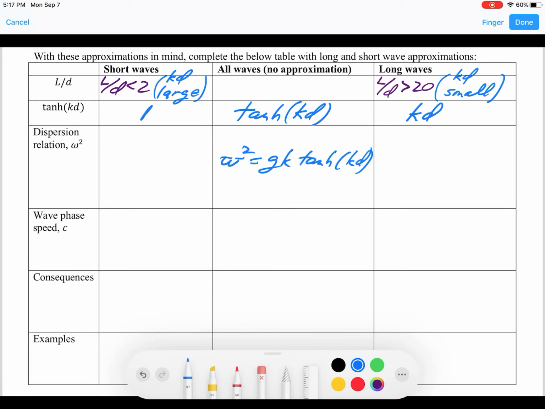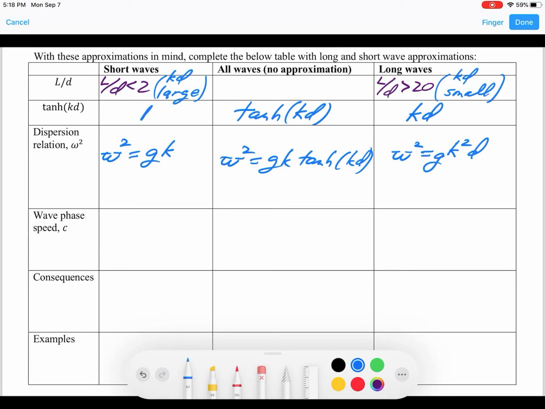And let's look at how that simplifies for short and long waves. So for short waves, omega squared is equal to, we'll plug in the 1 for hyperbolic tangent of KD, we just get GK times 1. We'll just leave it out, okay? Long waves, this hyperbolic tangent of KD is going to go to KD itself, and we have omega squared is equal to GK squared times D, okay? Those are the two limiting cases.